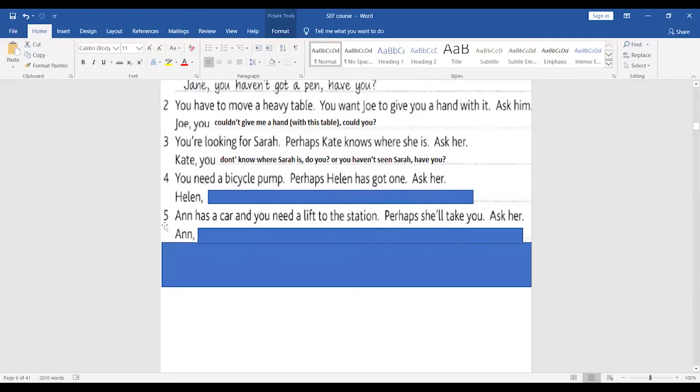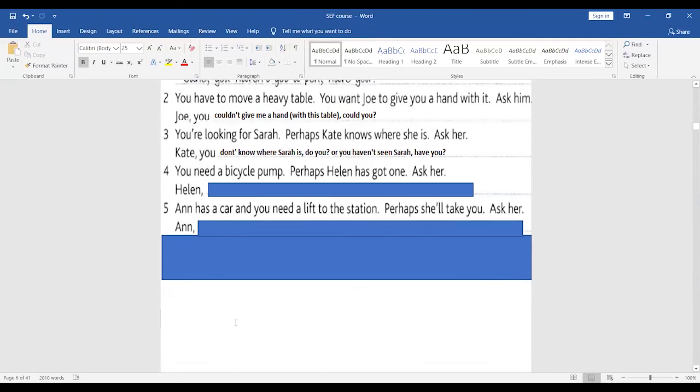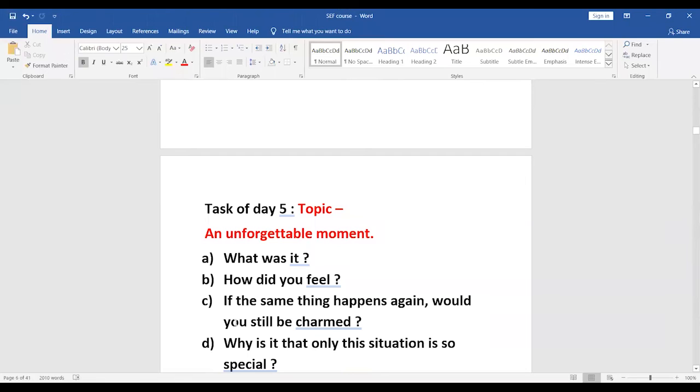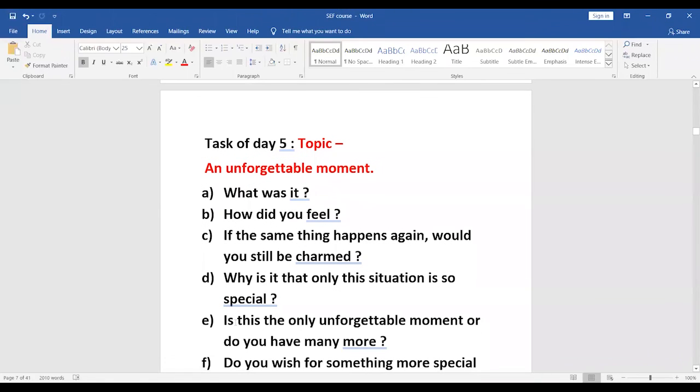Fifth one, Anne has a car and you need a lift to the station. Perhaps she'll take you. Ask her. Anne, followed by the phrase and give us your question tag. You need to do this and post it on Facebook. Again, we're not going to judge you, but we want you to know how you could use tags and whether you've understood them or not.